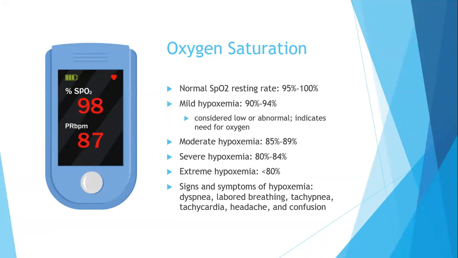There are people who have chronic obstructive pulmonary diseases like emphysema or chronic bronchitis who live in a state of hypoxemia. They live in that 85 to 89 range. That's normal for them. It's not normal, but it's what they have. And so you might get people that have pretty low oxygen saturations if they have respiratory diagnoses. The signs and symptoms of hypoxemia are dyspnea, labored breathing, tachypnea, tachycardia, headache, and confusion. Obviously, the more severe the hypoxemia, the more severe the signs and symptoms.